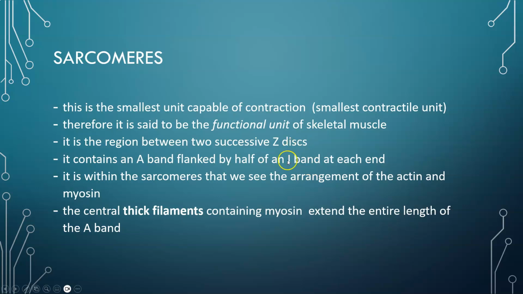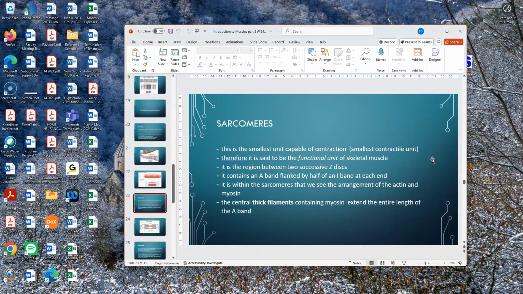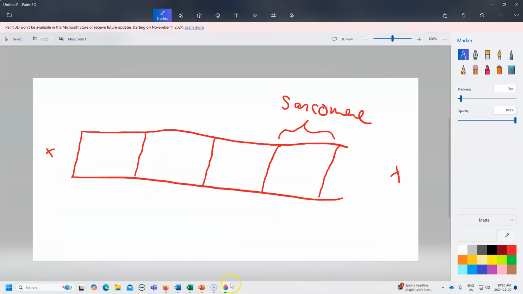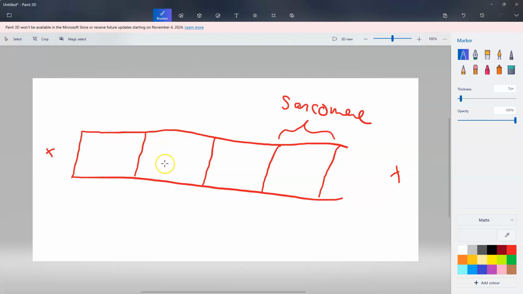So this sarcomere is the smallest unit capable of contraction. In other words, it's the smallest contractile unit. Therefore, it is said to be the functional unit of skeletal muscle. So when we go back here to the drawing, we can say that each of these areas are the functional units of a muscle. So they break the muscle fiber down into small functional units, okay?